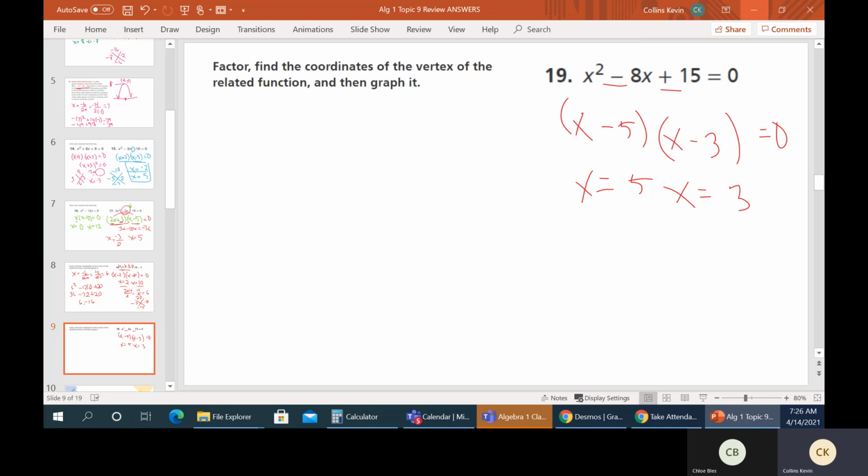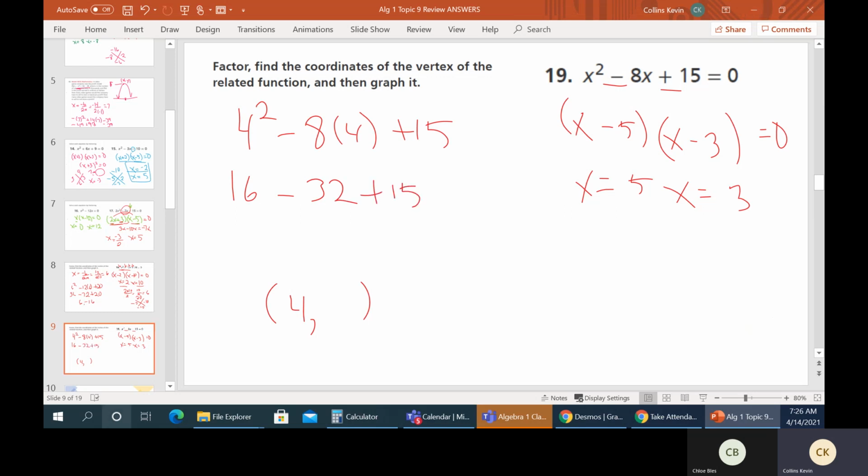Now if we use our hack that we had in the last one, then this is easy because the number that's halfway between 5 and 3 is 4. So for our vertex, the first part of the vertex is going to be 4. And now we have to figure out the other part. So we plug in the number. So we say 4 squared minus 8 times 4, and then plus the 15. So 4 times 4, that's 16. So 8 times 4, that's minus 32. And then plus 15. All right, so let's add those up.